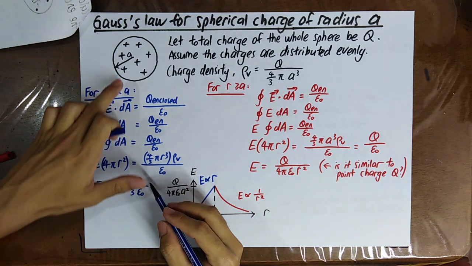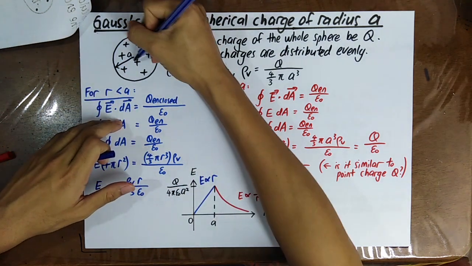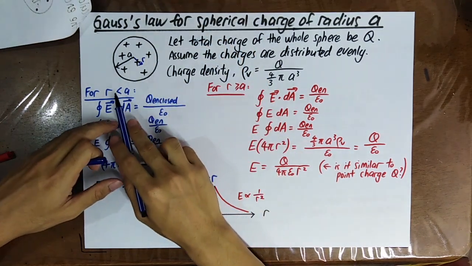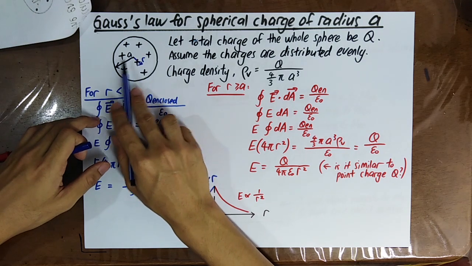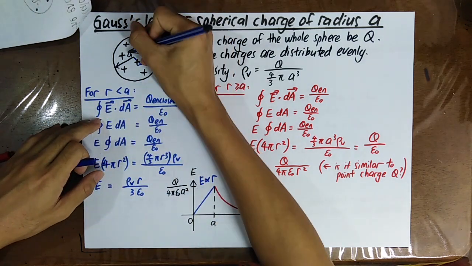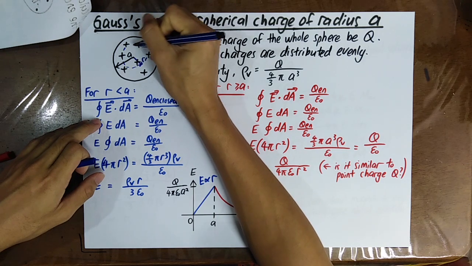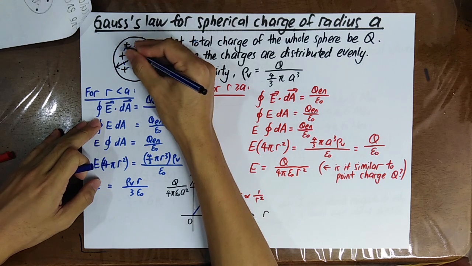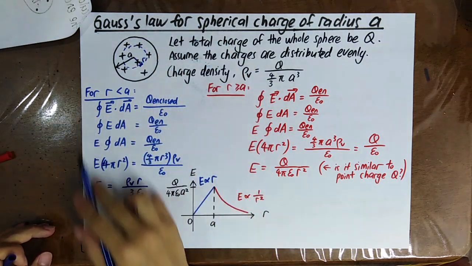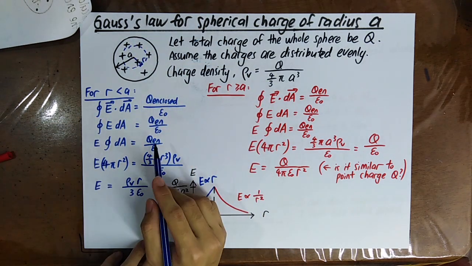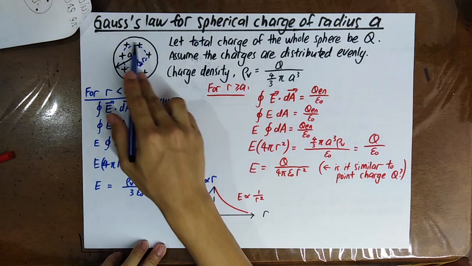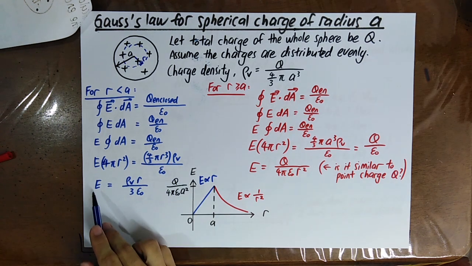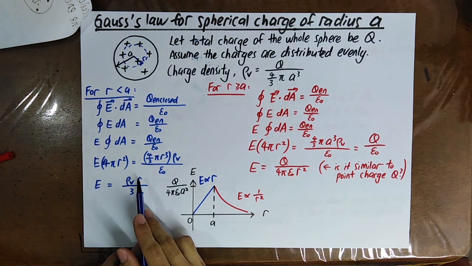Here R is a variable. I don't care about the value of R as long as R is less than A. Okay, then I draw an enclosed Gaussian surface. This is an enclosed Gaussian surface. Then you do your integration. The key point here is that the charge enclosed by this Gaussian surface increases when R increases. So you know that E is directly proportional to R.